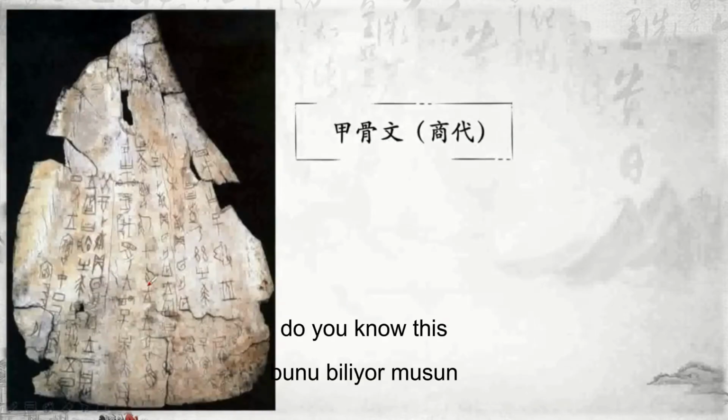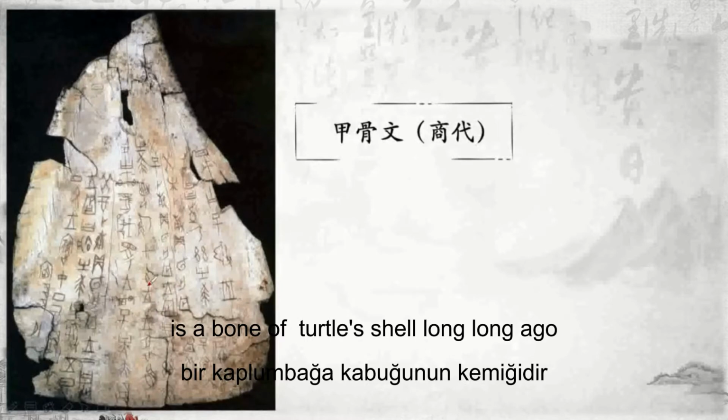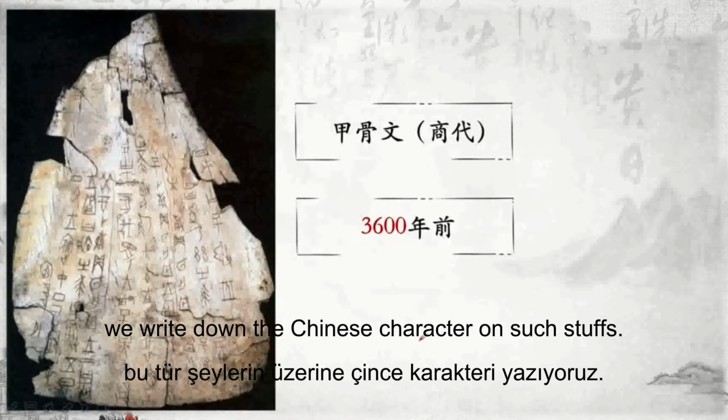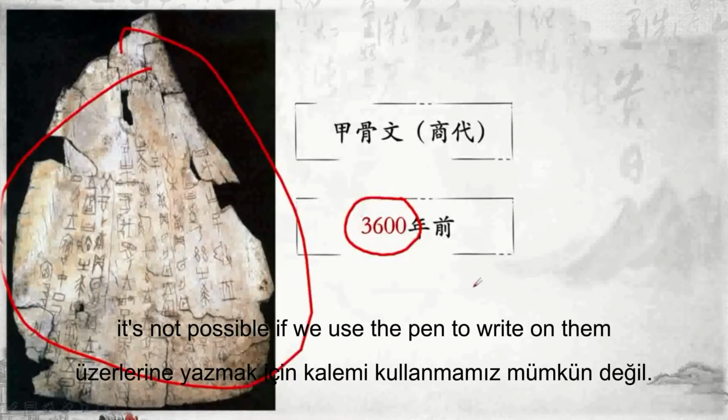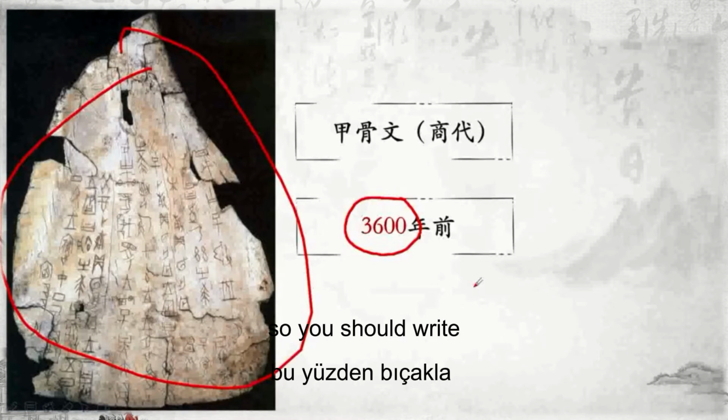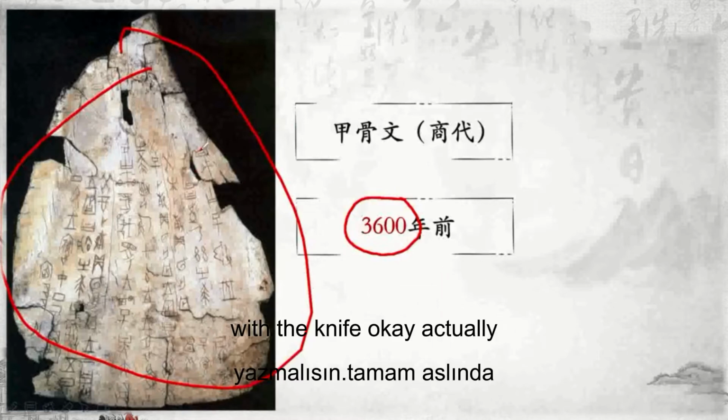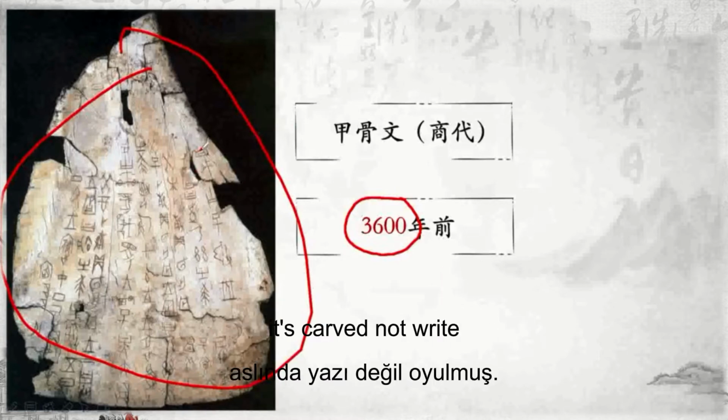Do you know this? This actually is a bone, or a tortoise shell. Long ago, we wrote down the Chinese characters on such things. So you can imagine it's not possible to use a pen to write on them. So you should write with a knife. Actually, it's carved, right?